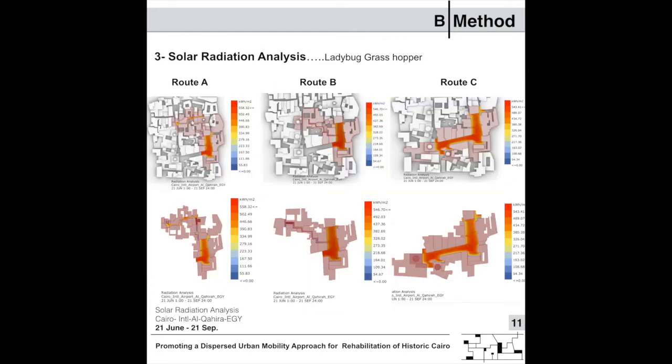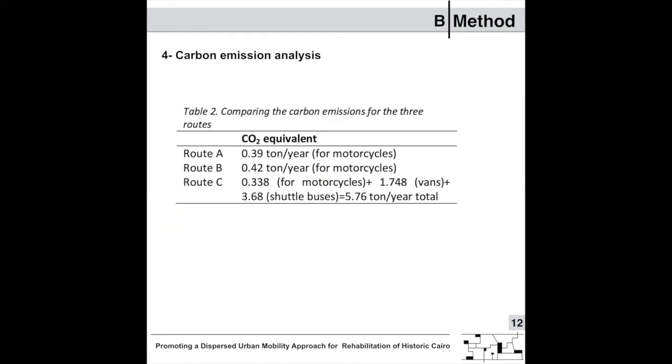And here, the solar radiation analysis differs from one route to another. Routes A, B, and C depend on the distance and area and the amount of exposure of each route to the solar radiation. Also, the carbon emission analysis was based on observation and field analysis for the 3 routes, and they were computed according to the number of vehicles passing through each route per year.